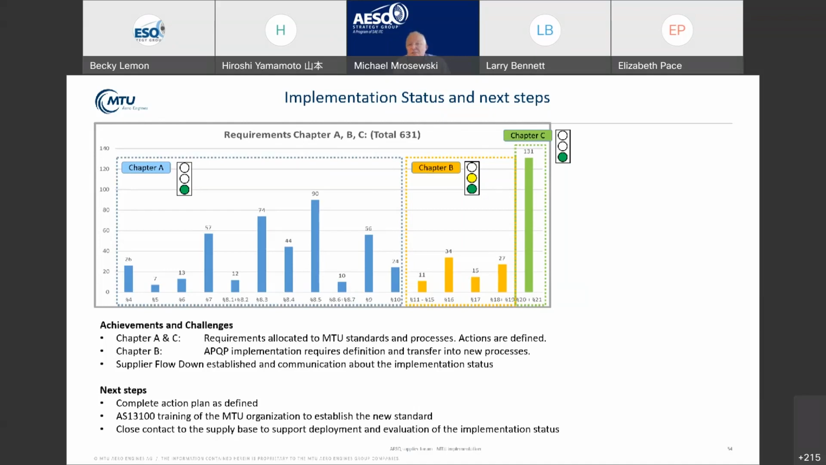I think that's pretty straightforward. Complete the action plan so that we can run the assessment till the end of the year to be compliant, qualify the entire organization for the new standard, and really work closely with our supply base to support the deployment throughout the entire supply chain. That is, on a really high level, a summary about the deployment at MTU.